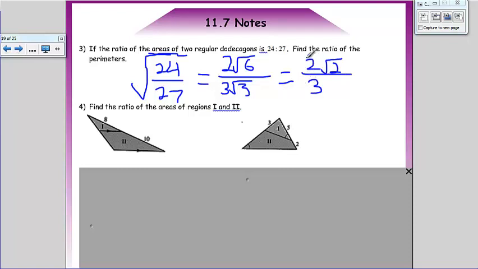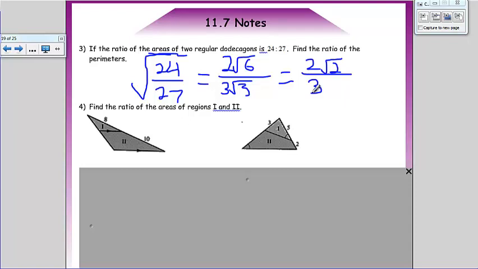Notice that would give us the ratio of each segment, each side. But then if we're looking for the perimeter, it's in fact just going to be the same thing. Because if each side is in this ratio, the entire perimeter will lie in the same ratio.